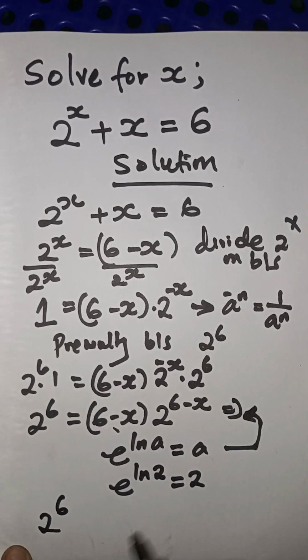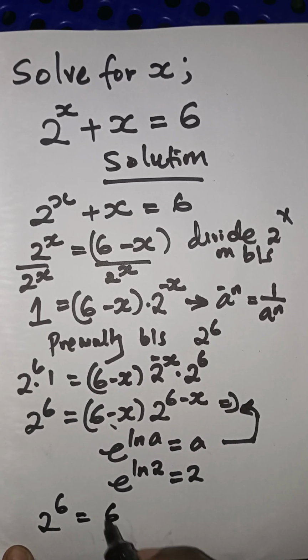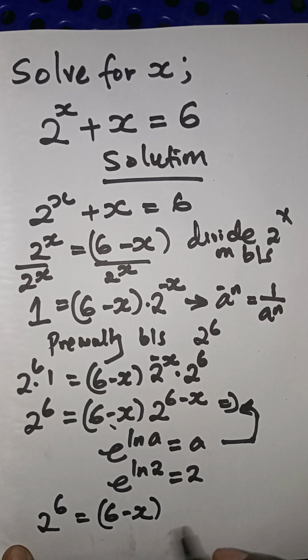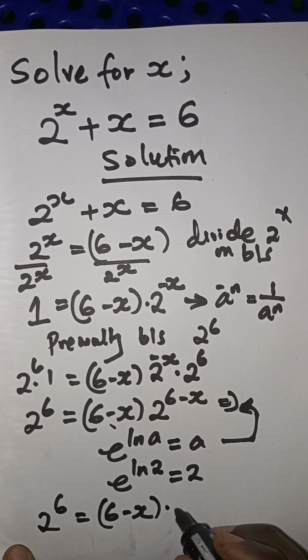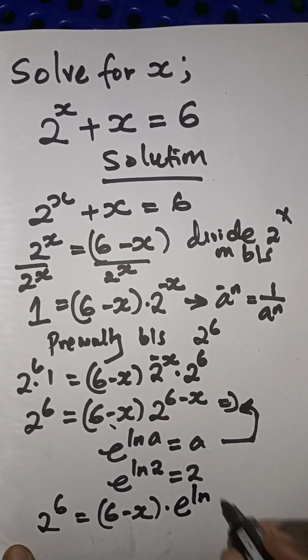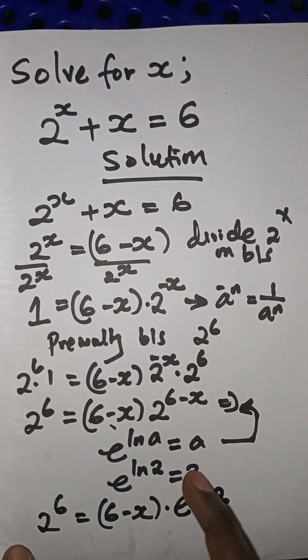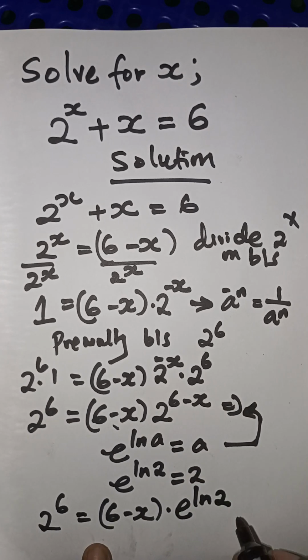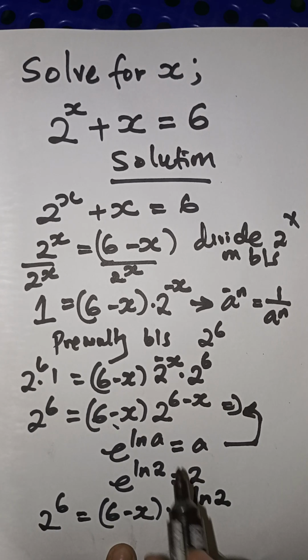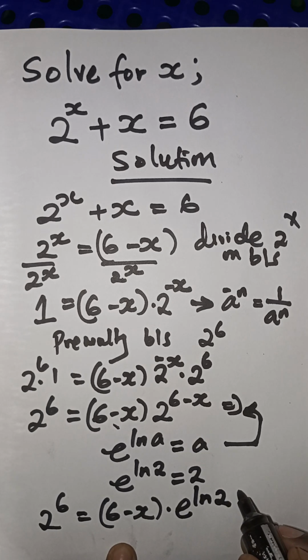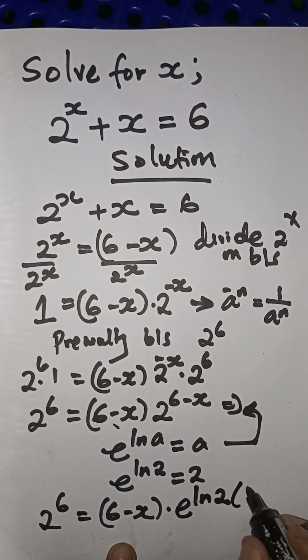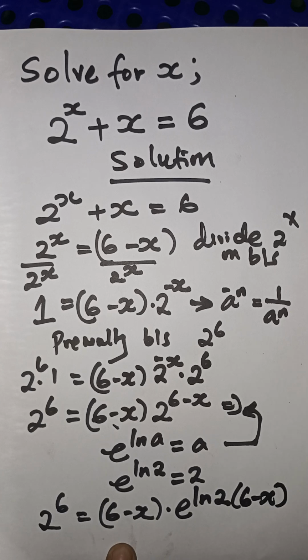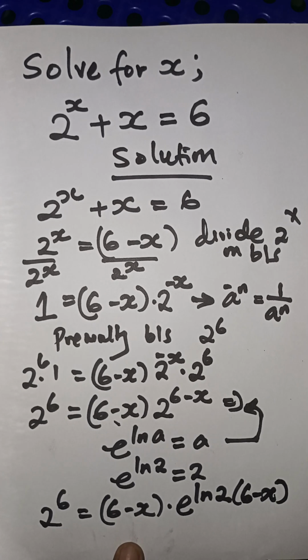Meaning that at this particular point, the equation now changes to 2 raised to 6 is equals to 6 minus x multiplied by the exponential to a natural log of 2, since this is the same as 2, should be equals to, and then the power is actually 6 minus x, like that.